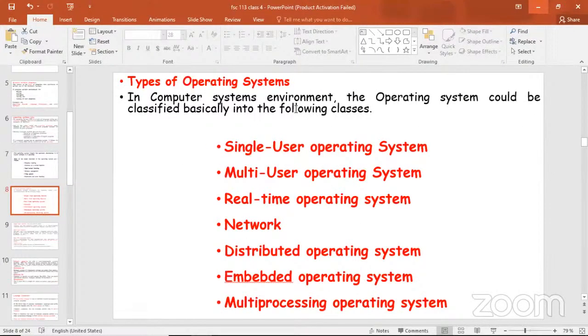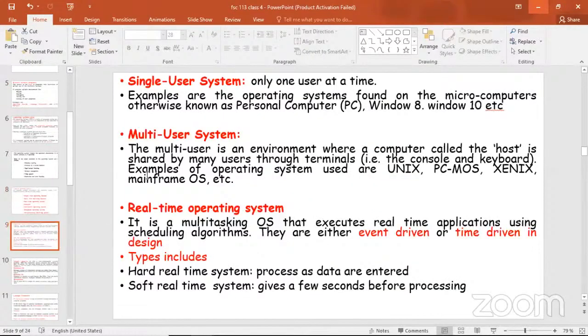So we have types of operating systems. Now, when we say types of operating systems, that means the category that they fall into. Now, Windows is a form of operating system, but it can fall within the following categories: single user, multi-user, real-time operating system, network operating system, distributed, embedded, and multi-processing, right? So we looked at the explanation for each of these.